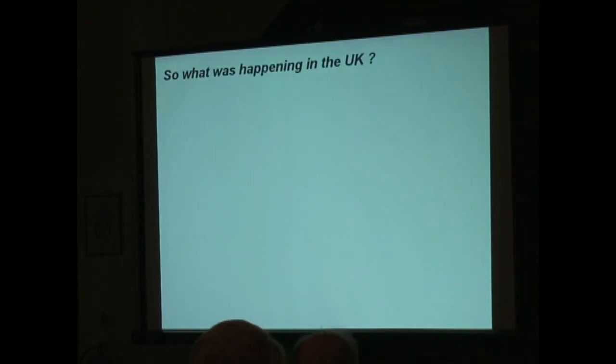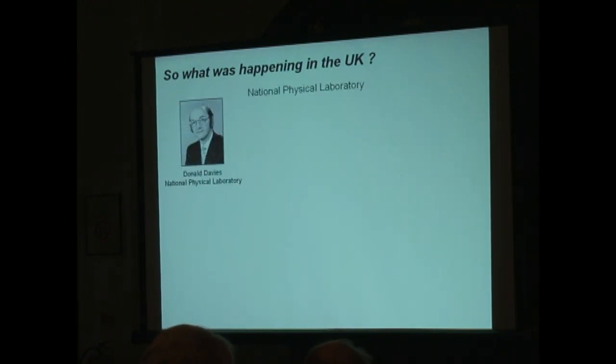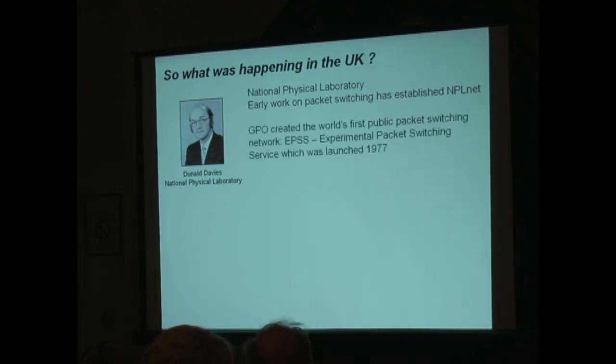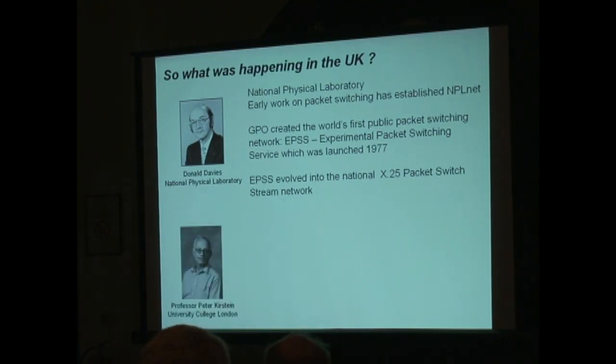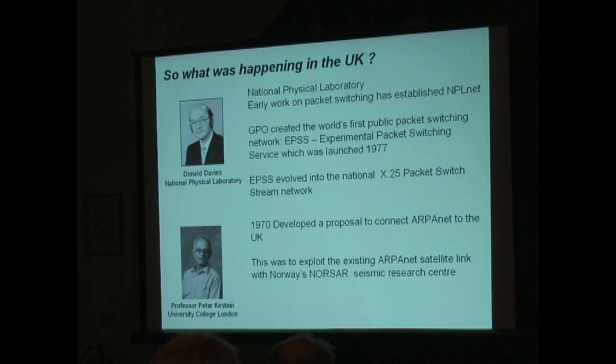So what were we doing back in the UK while all this was going on in the United States? Well, Donald Davies, of course, had continued his work on packet switching, and he'd established the NPL network. The GPO created the first public packet switching network, the EPSS, and some of you will remember that. It was launched in 1977. It evolved into the X.25 packet switch stream network, and Peter Kirstein at UCL started to consider how we could connect ARPANET into the UK. This was going to be done by exploiting a satellite link at Norway's Seismic Research Centre to make UCL the first UK ARPANET node in 73, and this is how he did it.